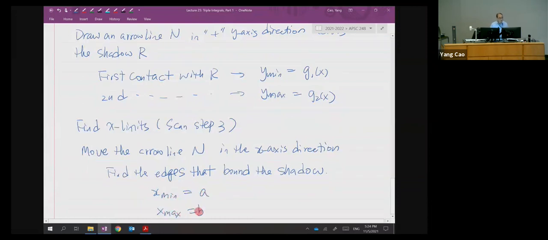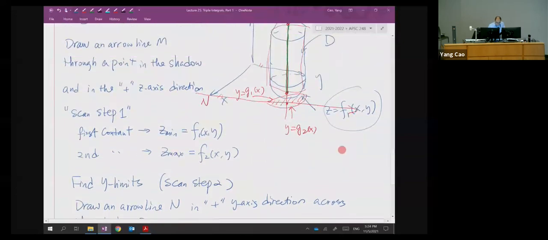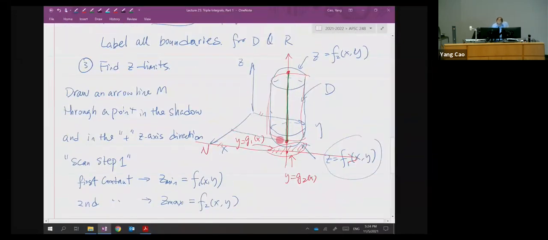And these two edges, which come from the last step, the scan, have to be constants, not variables. Otherwise, you won't get a number from your triple integral. So the last step is you scan it, and you scan. You have an a here and a b here. That gives you a minimum and a maximum value for the x limits.